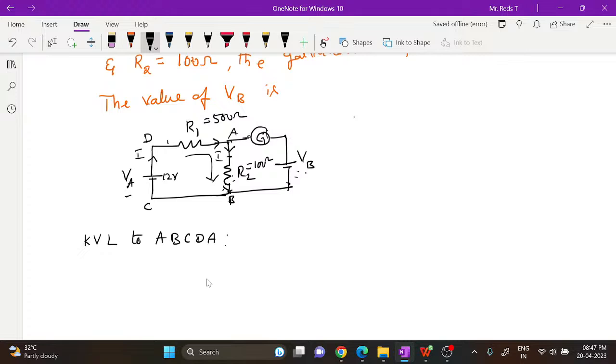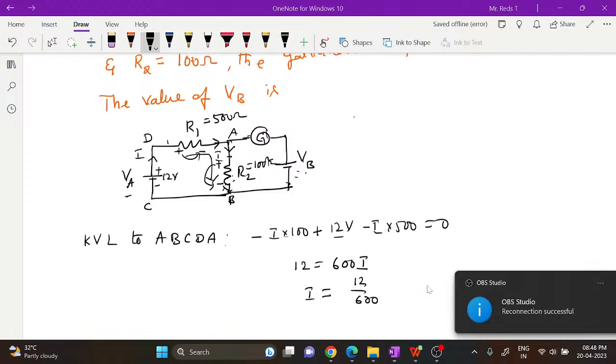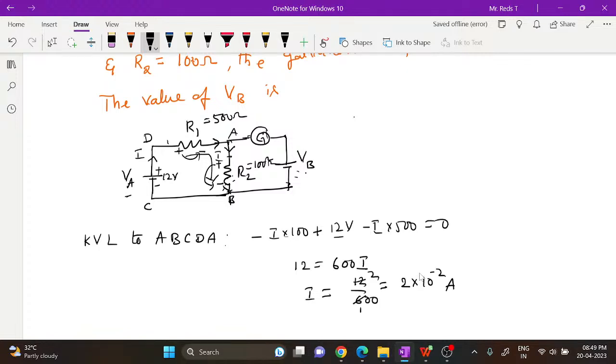Then from A to B, as current is passing from higher to lower potential, you have to mark it as plus and minus. Then here for the battery, this will be plus and this will be minus. And for the resistor R1 again the same. And if you observe the values given in the question carefully, you will get this one.